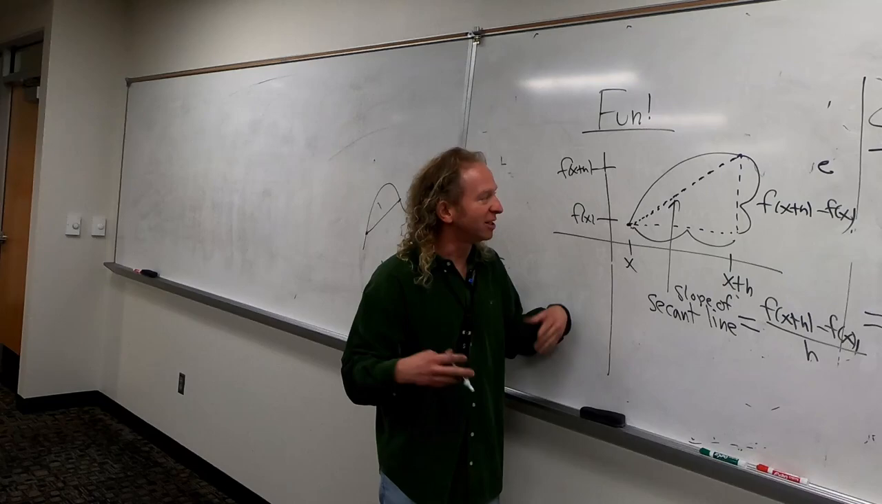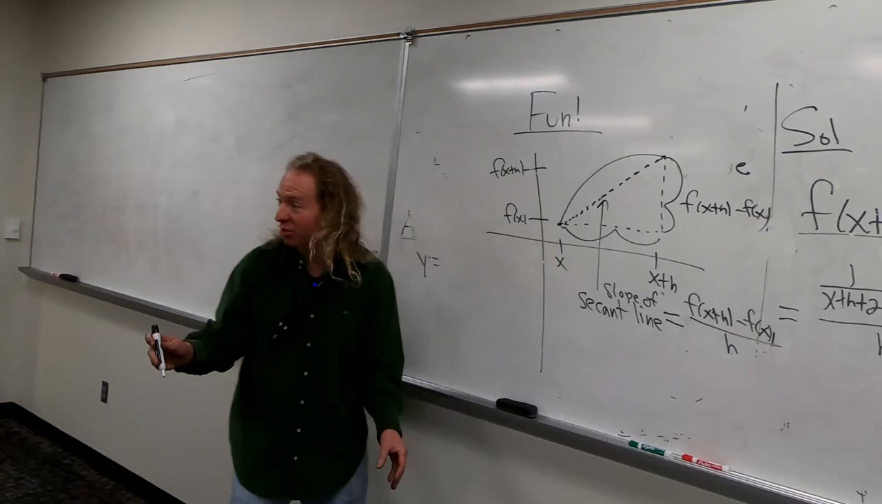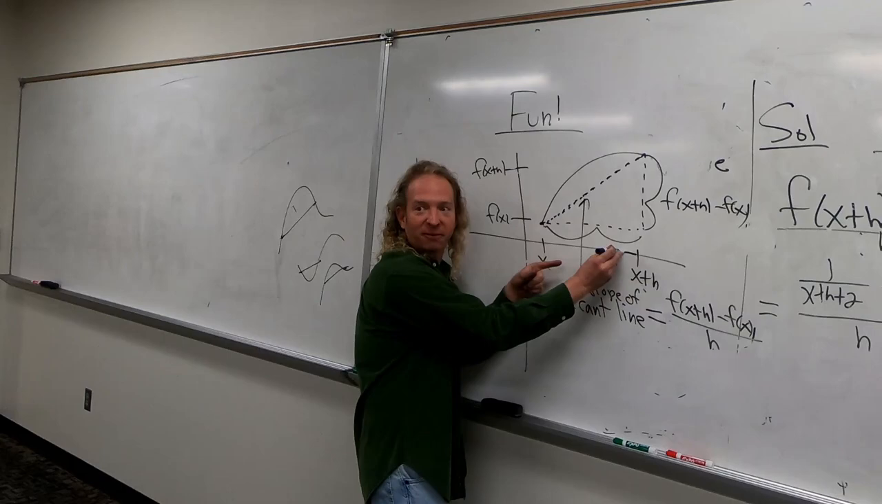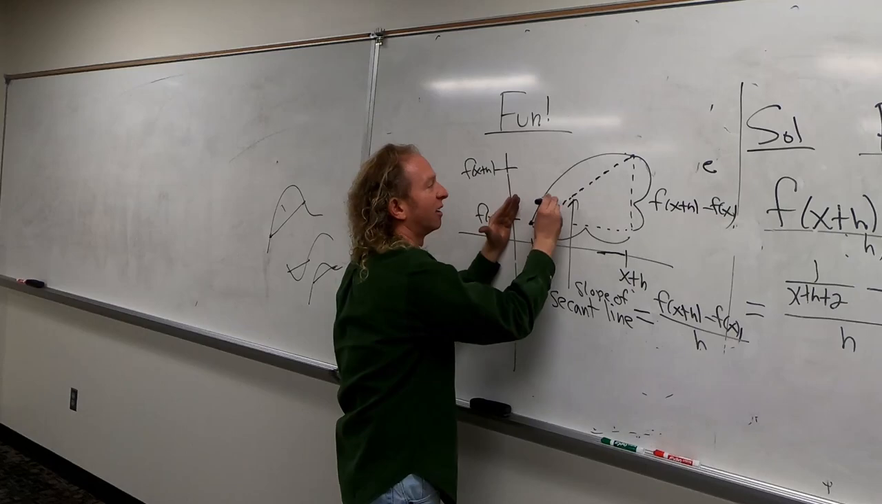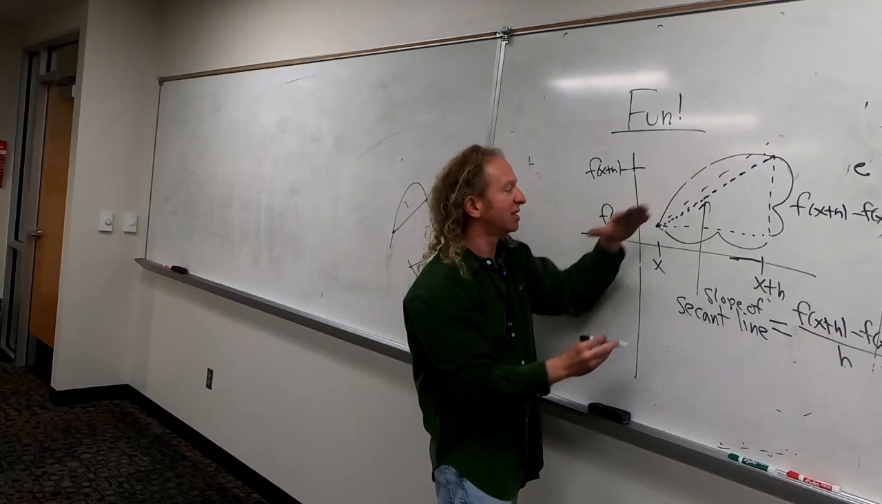So that's the slope of the secant line. Here's where you have to use your imagination. If you let h go to zero, what happens? h is getting small, so this point goes this way. We get a secant line, and another, and another. We get infinitely many secant lines. The secant lines approach a line that just touches the curve at this point.